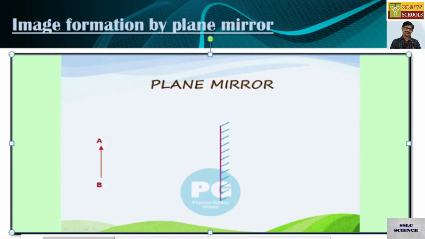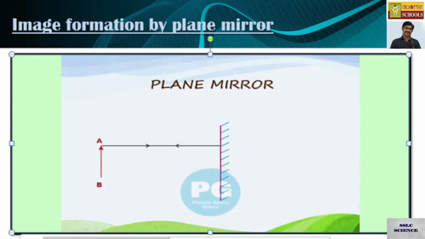Let's start with point A. Two rays of light are necessary for forming an image. So, we take the first ray from A, falling normally on a plane mirror. In this case the angle of incidence is 0 degrees, and thus according to the laws of reflection, the angle of reflection is also 0 degrees, so this ray will retrace its path.